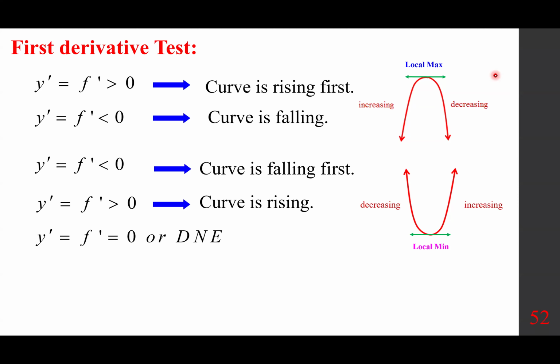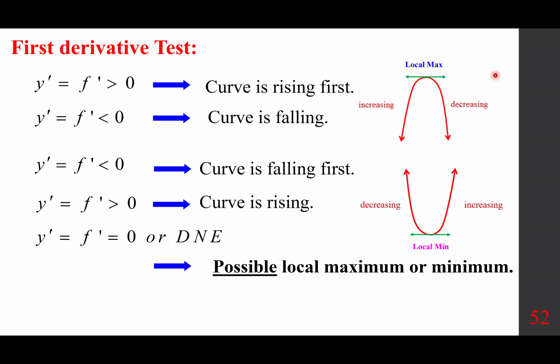That means critical points. And so those are possible local maximum or minimum, and you have to check it. How do you check it? Use a sign graph for this test. We will look at that later on.